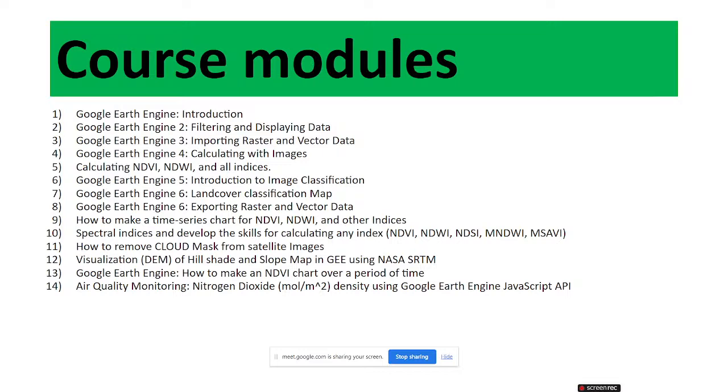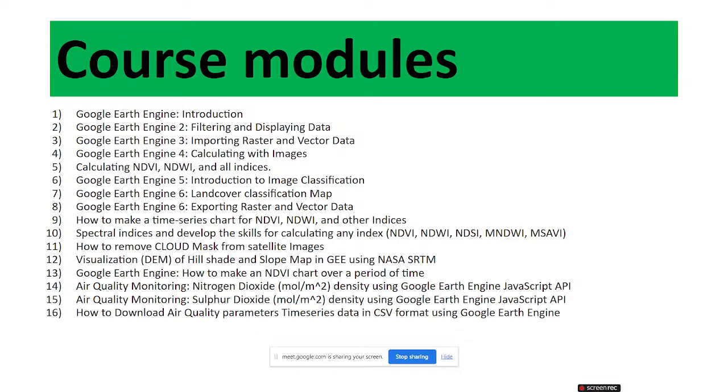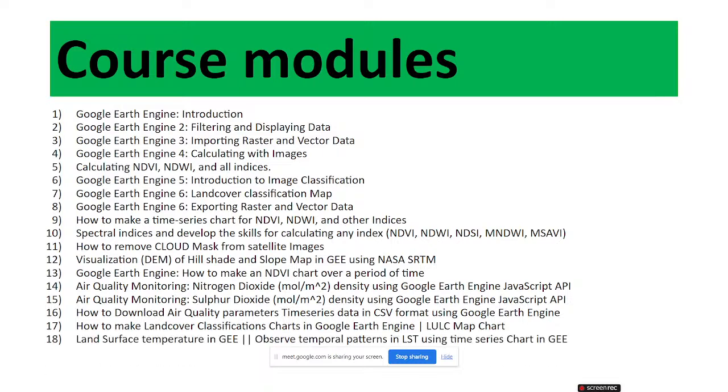How you can easily make the density map in Google Earth Engine platform, and also make the time series chart using this data set. And also how you can easily download the data for different time periods in a CSV file format from the Google Earth Engine platform. And then how to make the land cover classification chart, calculating the area, and how to make the land surface temperature using the MODIS image as well as Landsat image.